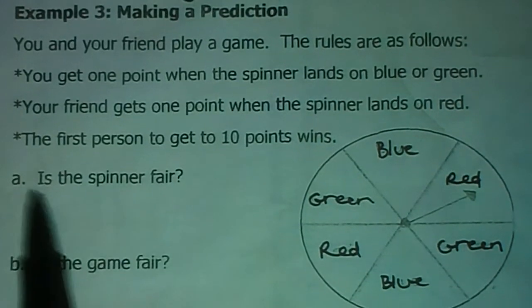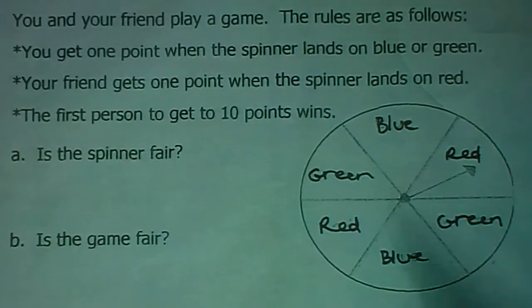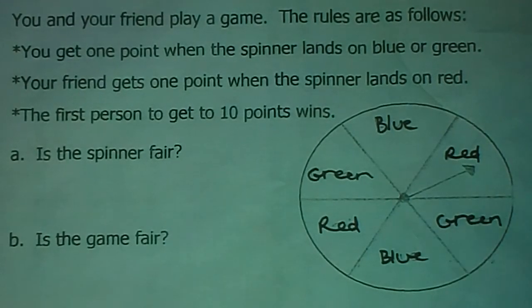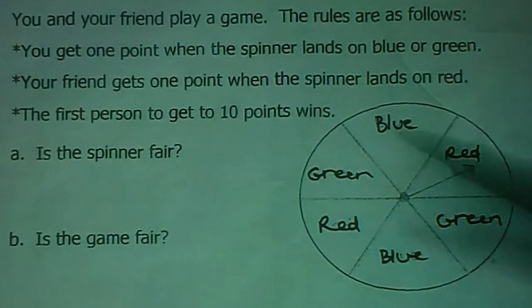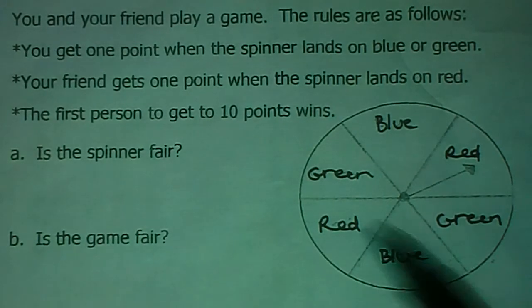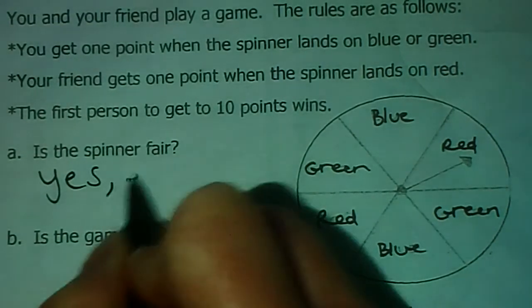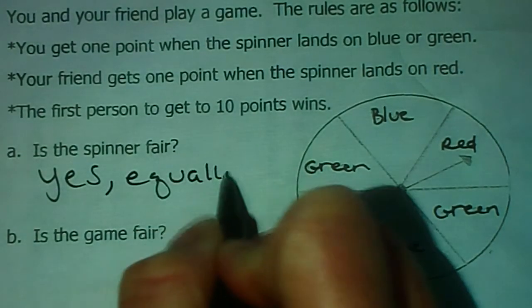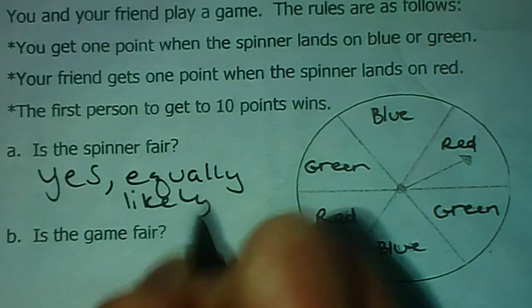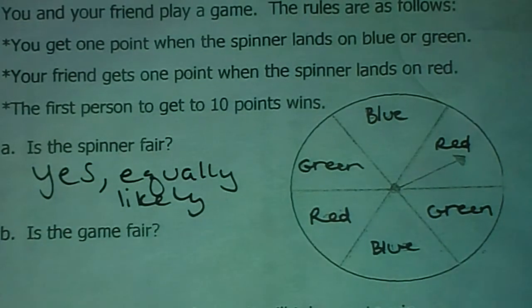All right, so letter A says, is the spinner fair? So when you look at the spinner, first of all, these pieces are all the same size. And I see that we have 2 blues, we have 2 reds, we have 2 greens. That means that, yes, the spinner itself is fair because all of those colors are equally likely to spin. So equally likely. Is the game fair?